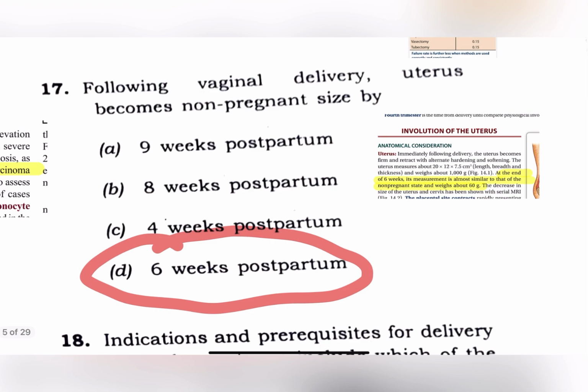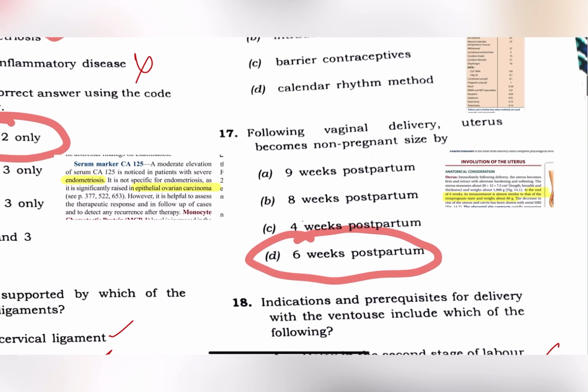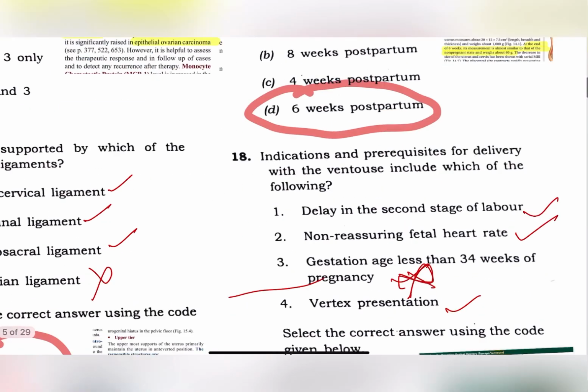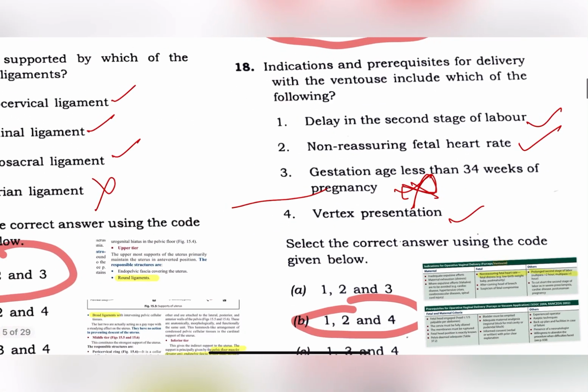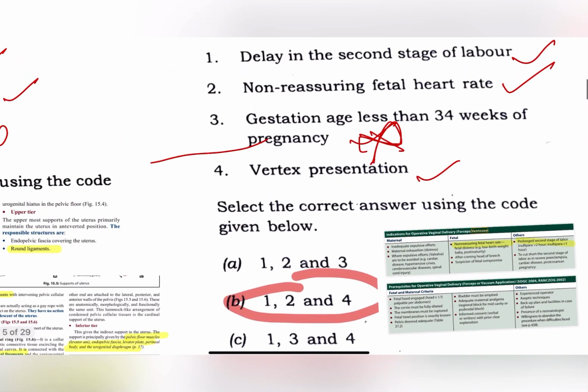Following vaginal delivery, the uterus becomes non-pregnant size by, at the end of 6 weeks it becomes non-pregnant state. So the answer for this is 6 weeks. Indication and prerequisite for delivery with the ventouse include which of the following? Delay in the second stage of labor, non-assuring fetal heart rate and vertex presentation. These are all the indications and prerequisites, while gestation less than 34 weeks is not an indication for ventouse.